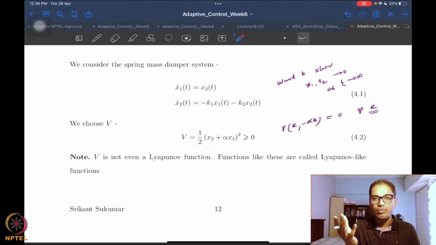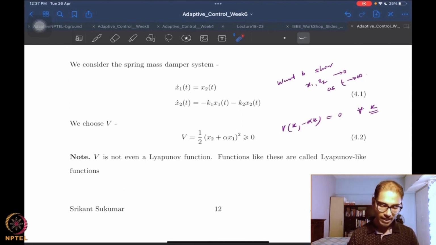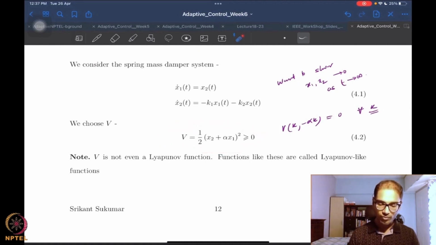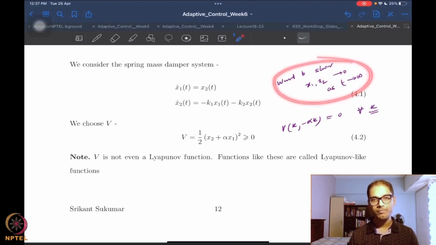So it's not even a Lyapunov candidate. A Lyapunov candidate requires that you have a C1 function which is positive definite at least. So we don't even have a Lyapunov function. We call functions such as these Lyapunov-like functions. And what was his claim? His claim was that we can use a function like this in order to prove that both states go to 0.